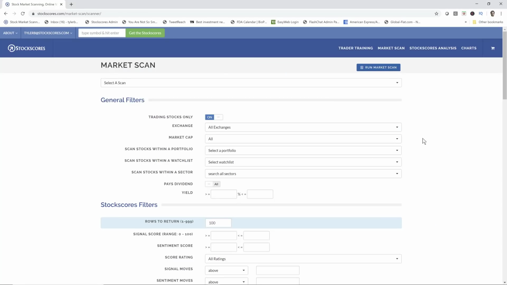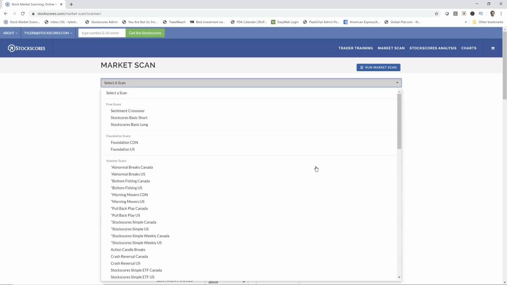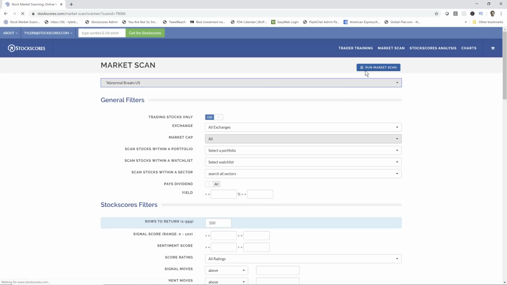All right, let's jump over to the Stockscores market scan now and do a scan in search of opportunity. This week, I'm going to run the Abnormal Breaks US scan. Now, this particular scan looks for stocks that are trading with abnormal price and abnormal volume activity. We know that those are the footprints of hot stocks, those stocks that are trading on some new information that have investors excited will often show this abnormal activity early in their upward trend. And what this market scan does is goes through every stock in the US or Canadian market and looks for those breaks from low volatility and with abnormal price and volume action.